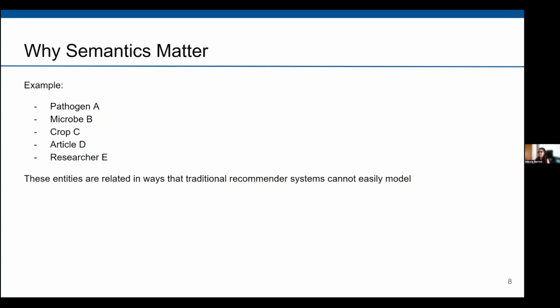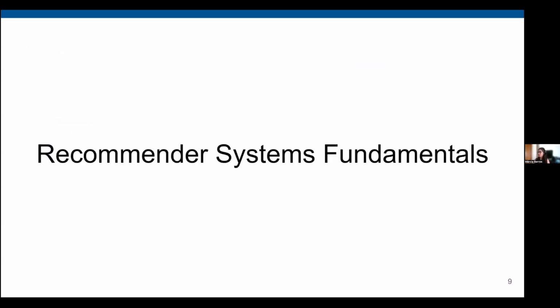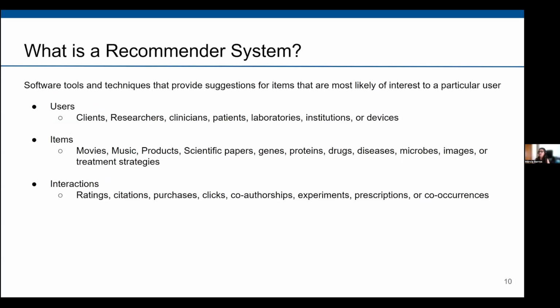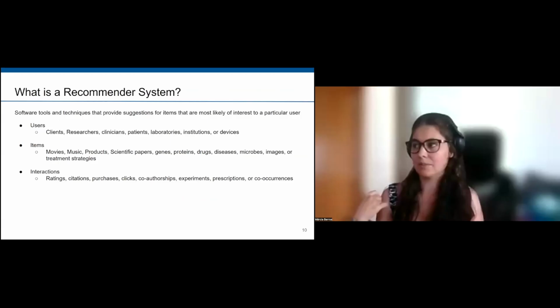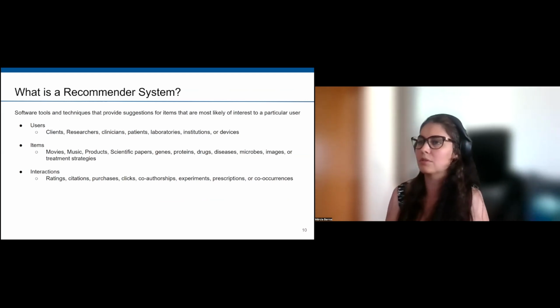Okay. So starting with the fundamentals of recommender systems. What is a recommender system? The main definition is software tools and techniques that provide suggestions for users that are most likely of interest to a particular user. So suggestion of items that are most likely of interest to a particular user.